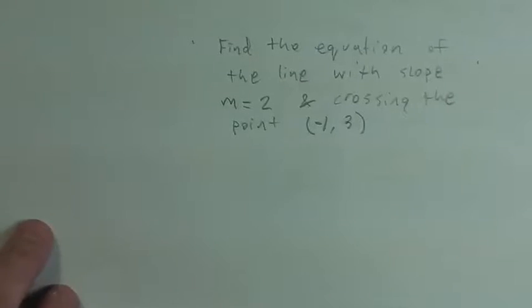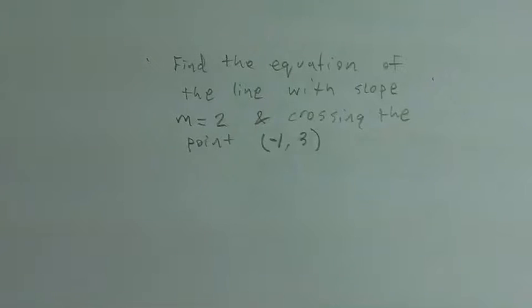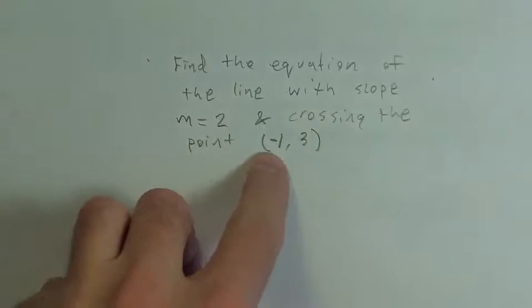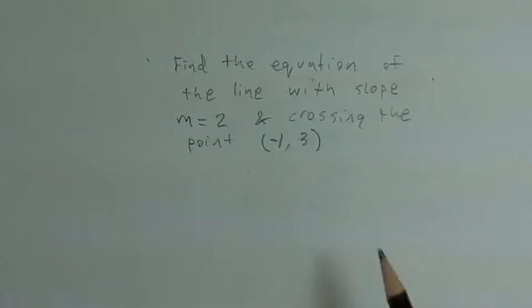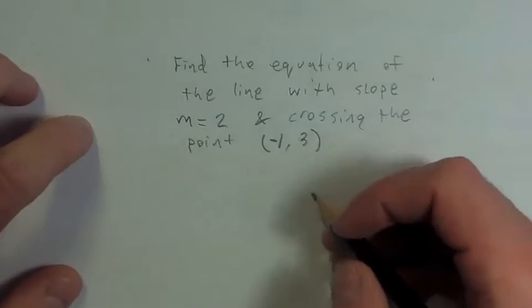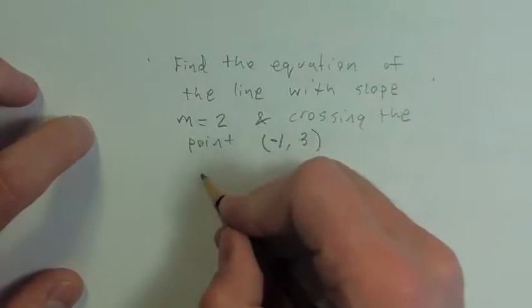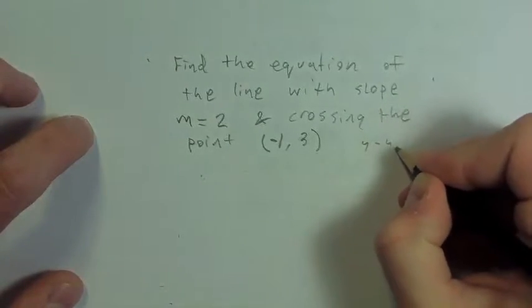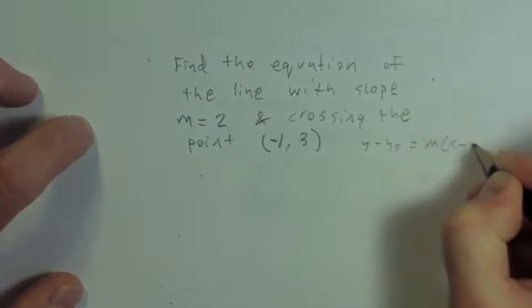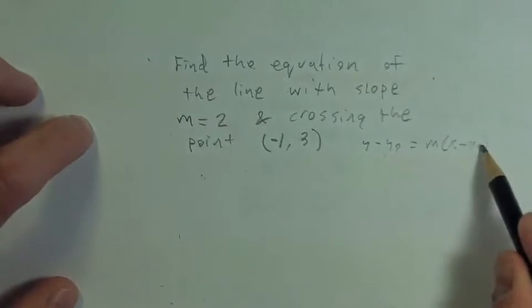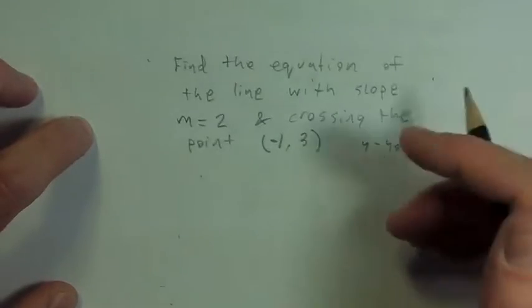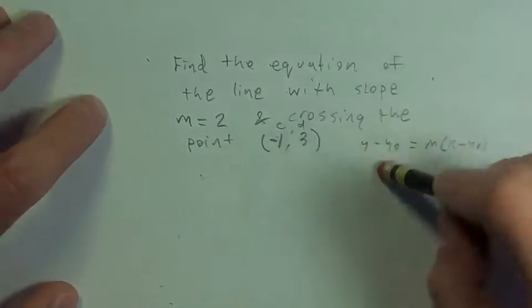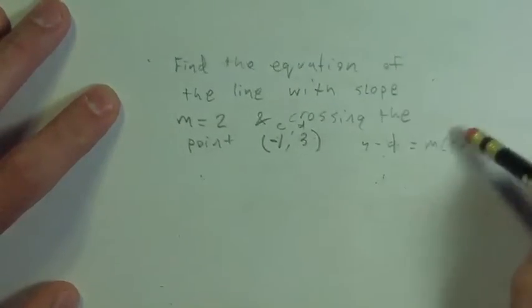Okay, for our first example, let's find the equation of the line with slope m equals 2 and crossing the point (-1, 3). If we're going to use our point-slope form, another way you'll sometimes see it written is y minus y naught is equal to m times x minus x naught. I think people get a little confused. They're not sure where they put their x's and their y's. So I like to use just different letters, C and D, so we don't get too confused.